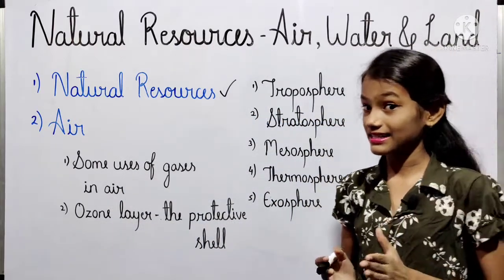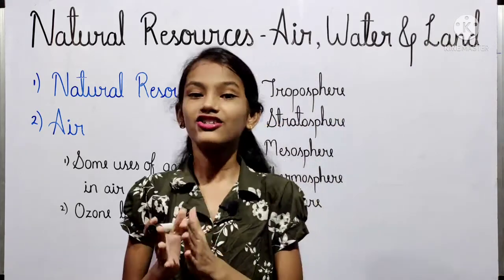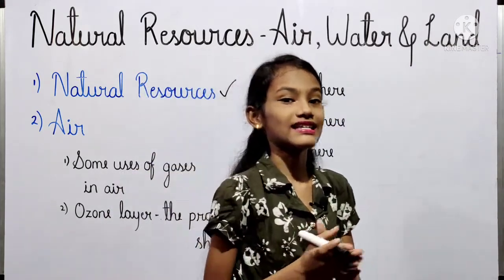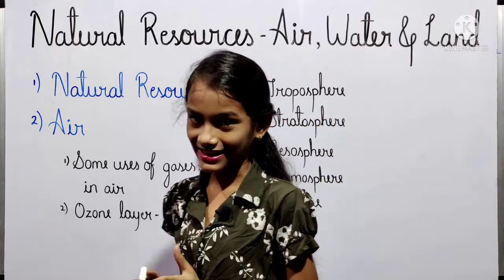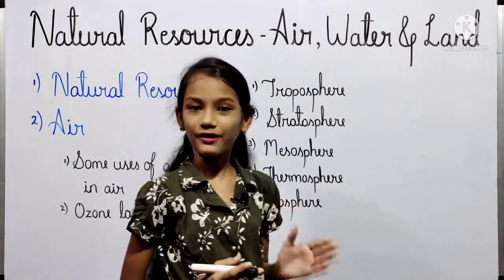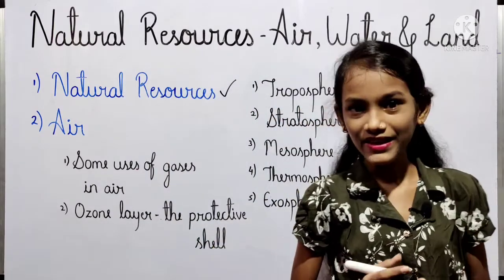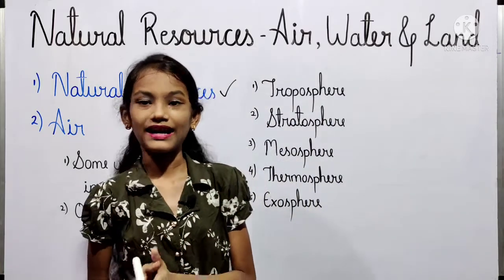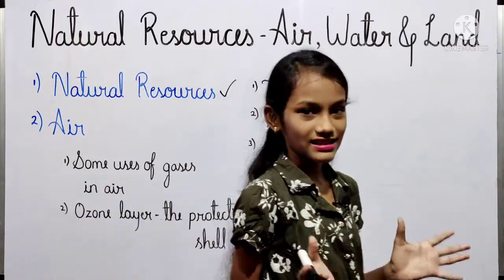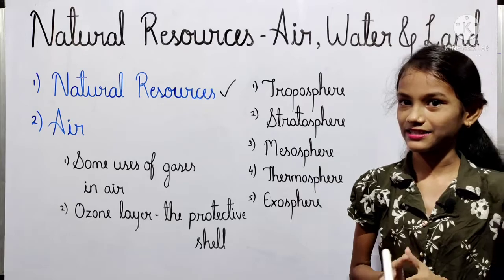And 6 inert gases. The 6 inert gases are helium (He), neon (Ne), argon (Ar), krypton (Kr), xenon (Xe) and the radioactive radon (Rn). So these are the 6 types of inert gases.